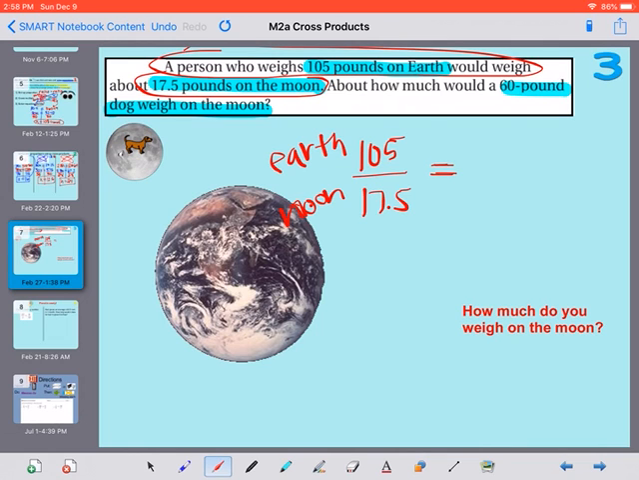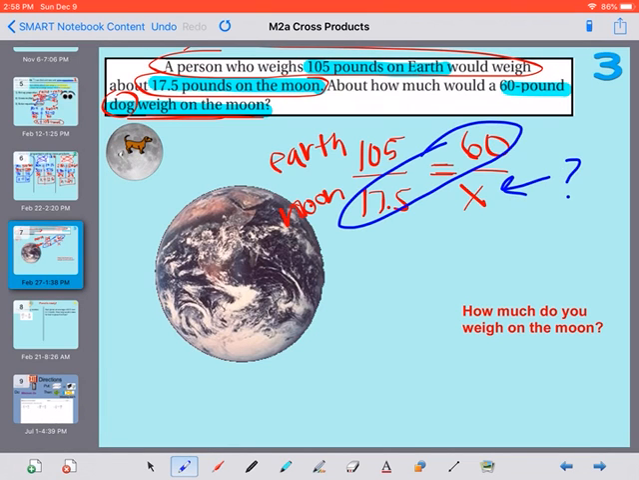Now, they want to know, how much would a 60-pound dog weigh on the moon? When they tell you the 60-pound dog, they're assuming that's the dog's weight on Earth. They want to know how much it weighs on the moon. You don't know the moon, but we do know it's 60 pounds on Earth. Maybe it's a lab, golden retriever, something like that. So we need to cross multiply to figure out how much the dog weighs on the moon.